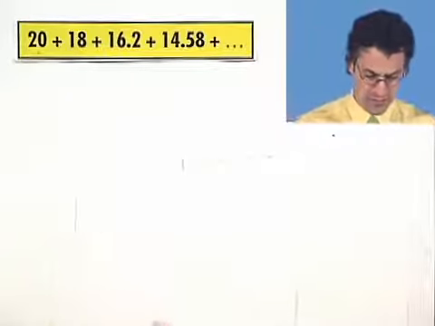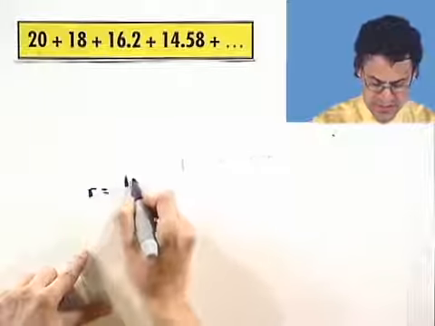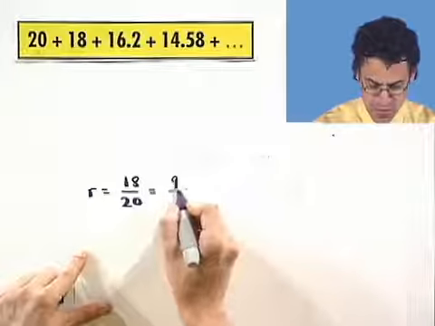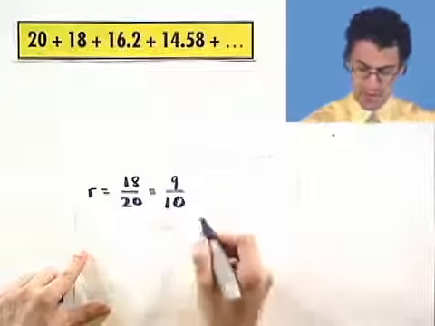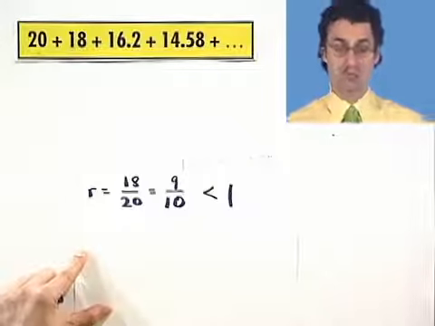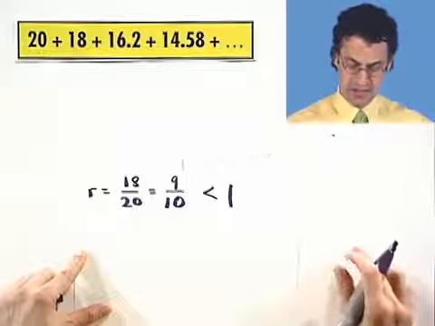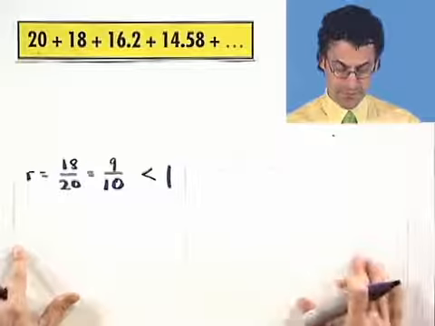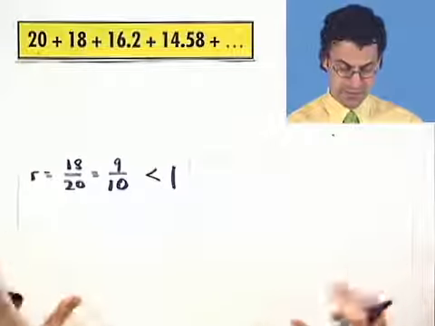Let's compute the ratio. So the ratio is going to be 18 over 20, which equals 9 over 10. And notice in absolute value that is less than 1. So in fact, this infinite series is going to converge. And what is it going to converge to? So what's the sum of all those infinitely many numbers added together?